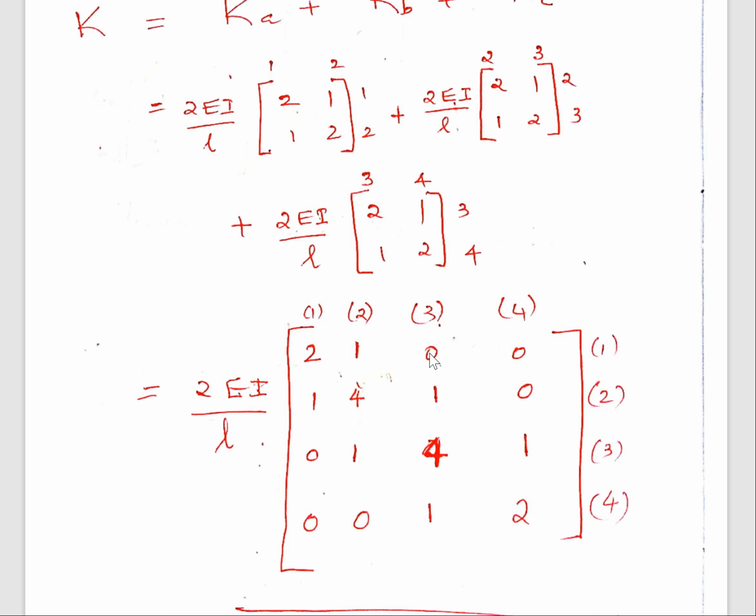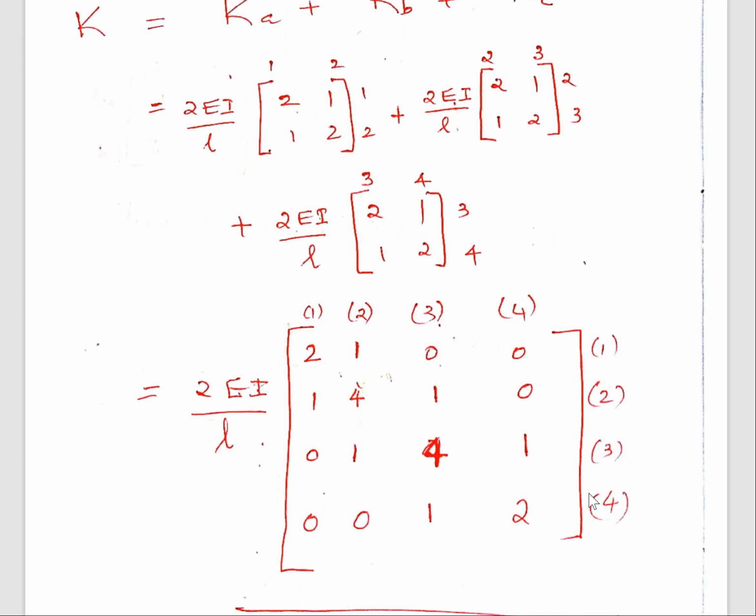Now moving to the third column, third row element. Here we have a third column third row element, that is 2. Here also we have a third column third row element, that is also 2. So we add these two elements, so the total is 4. Next is the fourth column, third row element. We have to find all the fourth column third row elements and add. Here we have only one element corresponding to fourth column third row, that is 1.